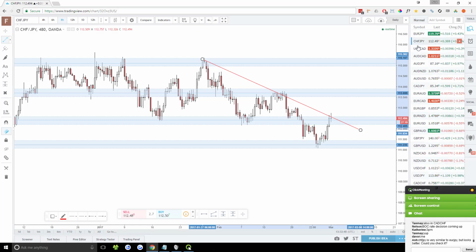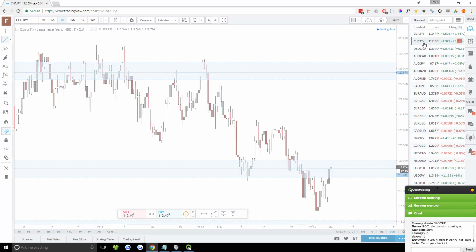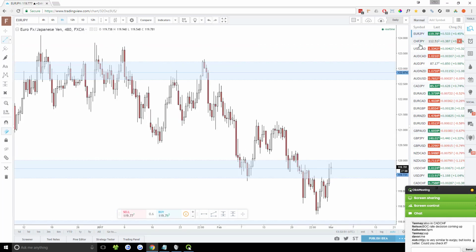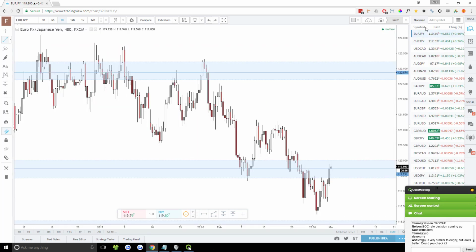CHF and Euro are pretty strongly correlated, and I would prefer to just go for the EURJPY. Spread's gonna be tighter. Yeah, I just prefer EURJPY. But hey, if you want to, you could take both. Just do half risk on each.